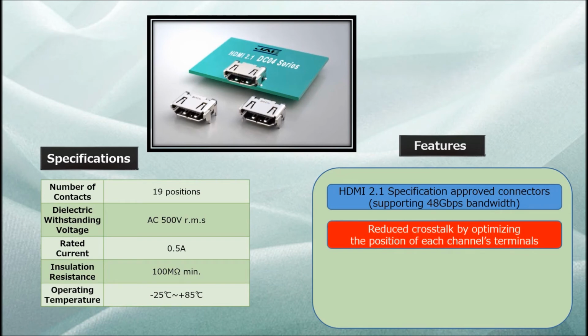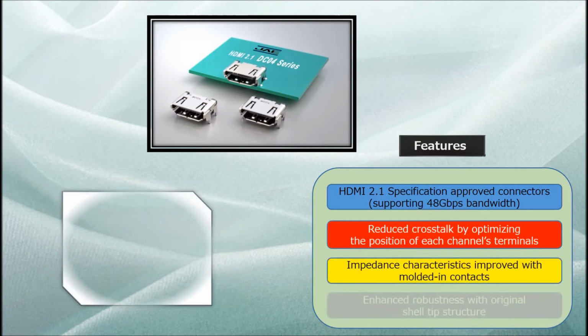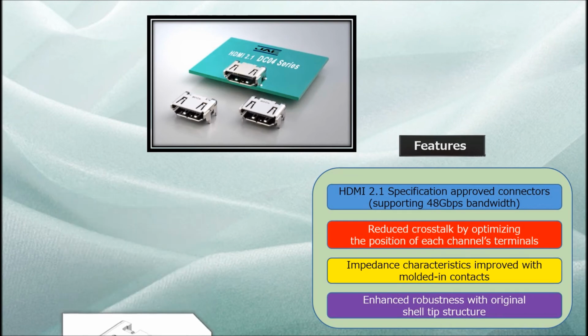It reduces crosstalk by optimizing the position of each channel's terminals and improves impedance characteristics with molded-in contacts. In addition, the original shell tip design enhances the strength of the cable when it is connected, providing sufficient robustness.